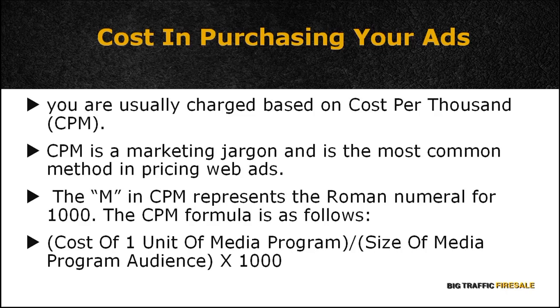The M in CPM represents the Roman numeral for 1,000. The CPM formula is as follows. Cost of 1 unit of media program divided by size of media program audience times 1,000.